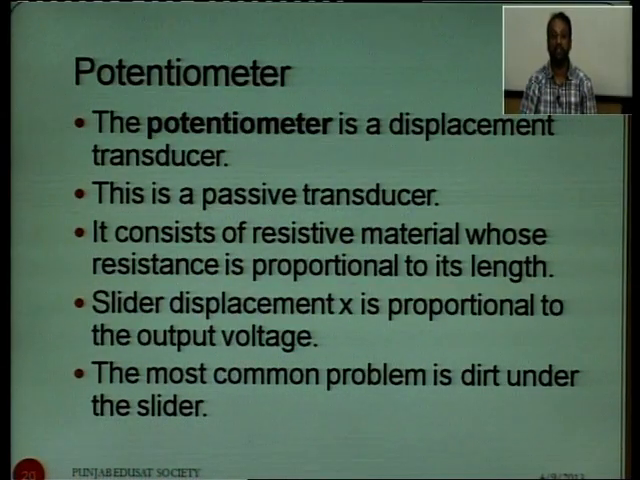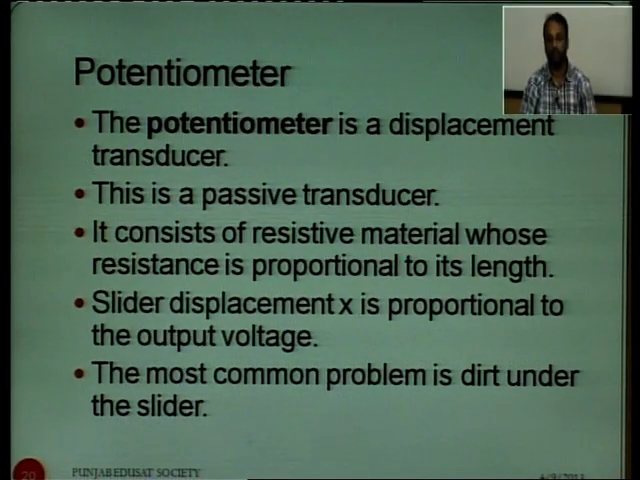A potentiometer is a displacement transducer. This is a passive transducer, that means it needs an external source to convert input into output. It consists of a resistive material whose resistance is proportional to its length. So, as length varies, its resistance varies. Slider displacement, that means displacement of the sliding contact, is proportional to output voltage.